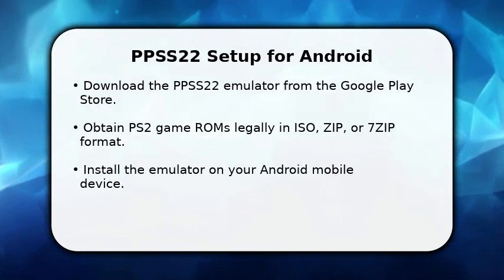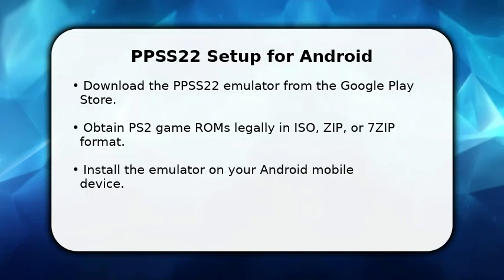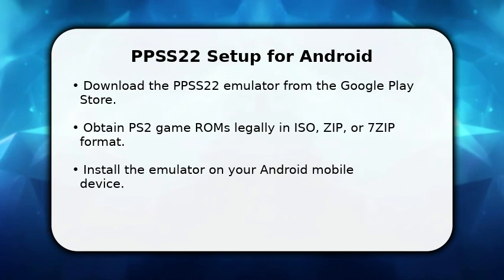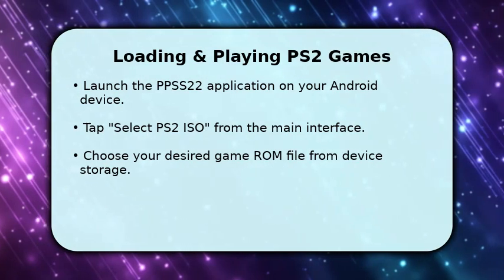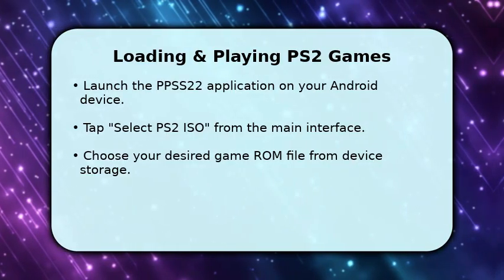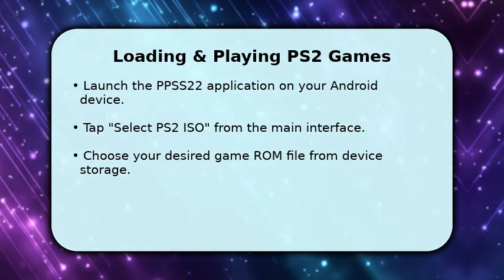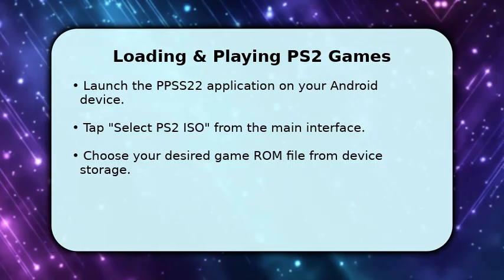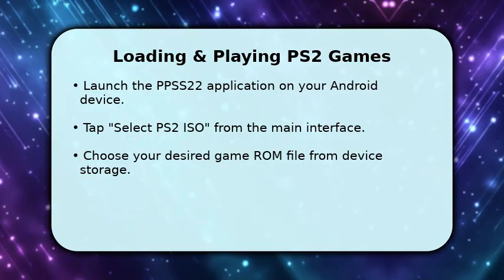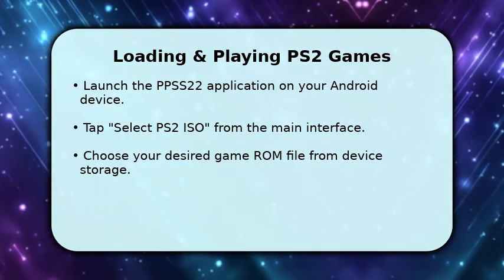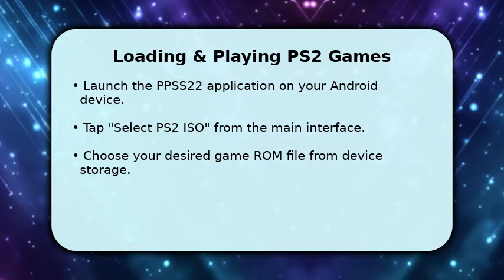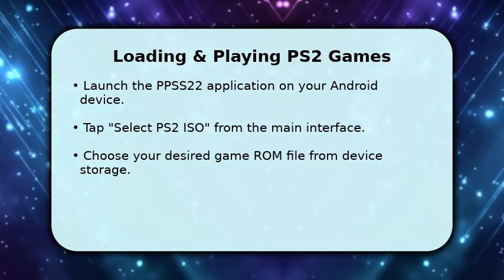After installation, you will want to configure some initial settings to ensure the best possible gaming experience on your mobile device. Once PPSS22 is installed, launch the application. The interface is straightforward. Simply tap on the Select PS2 ISO button. This will prompt you to navigate your device's internal storage to find your downloaded PlayStation 2 game file. Select the game, and it should immediately begin to run, allowing you to enjoy your classic titles on the go with ease.